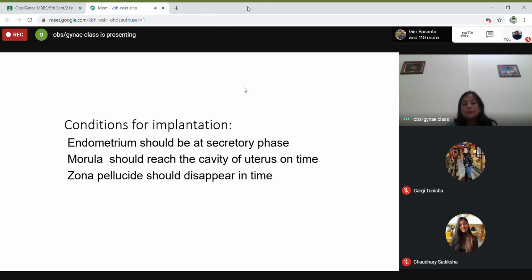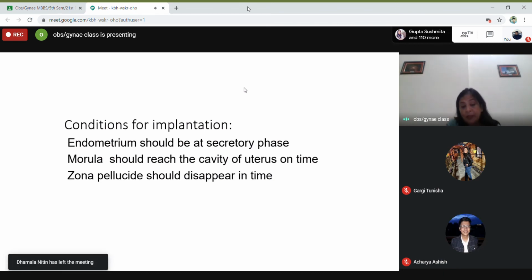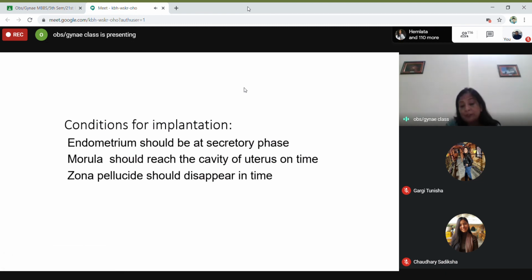So there should be some conditions for the endometrium, for the implantation. If these conditions are not fulfilled, then implantation doesn't occur. For the implantation, the endometrium should be at the secretory phase. Anyhow, it should be at the secretory phase. And the morula should reach the cavity of the uterus on time. If it cannot reach on time, then there may be a chance of having an ectopic pregnancy. The blastocyst may implant in the fallopian tube. So it must reach the uterus on time.